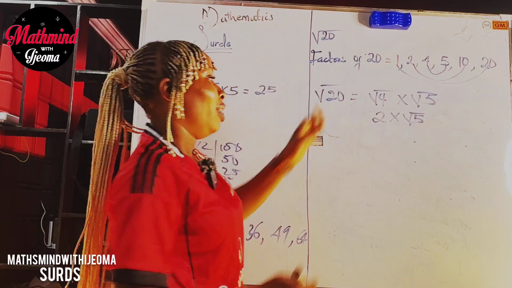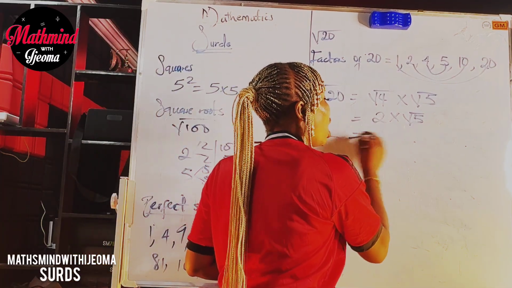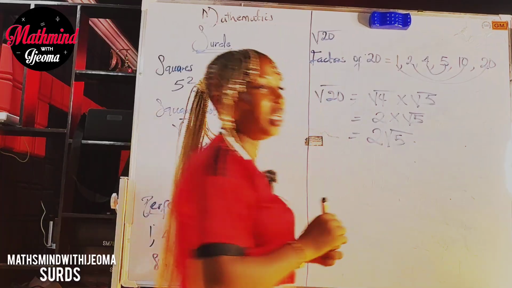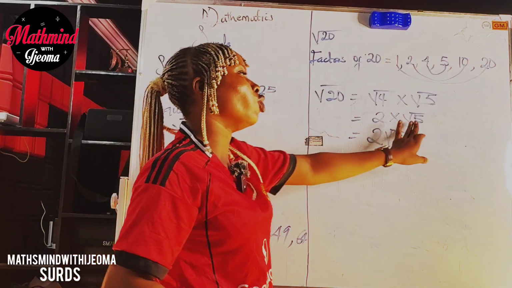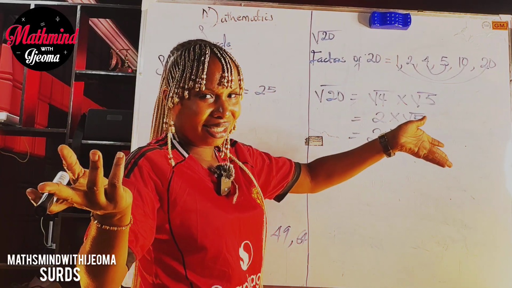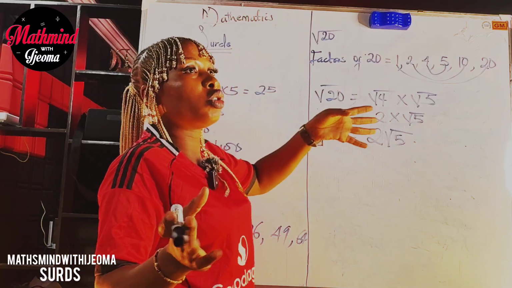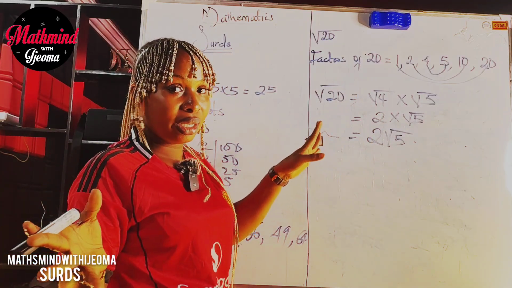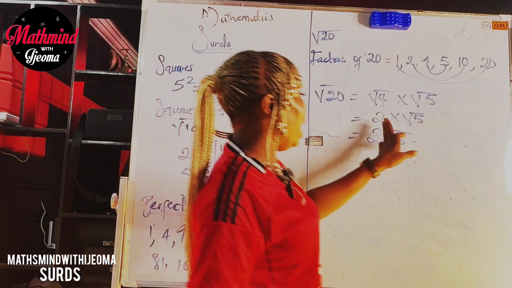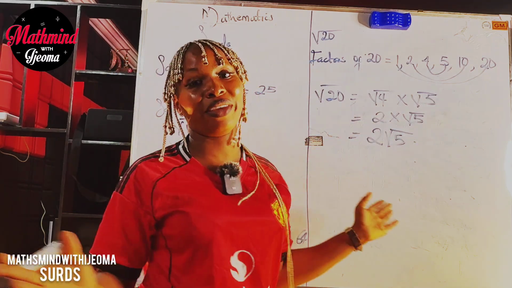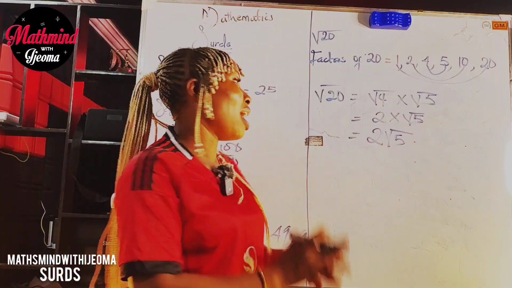Therefore, the result is what? 2 root 5. Always take all these roots as if they are x's. Take them as they are x's, because it will enable you to know what to do easily. Okay? So, in this case, you just do 2 times root 5, which is what? 2 root 5. We have another number.